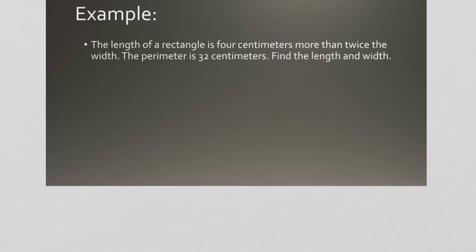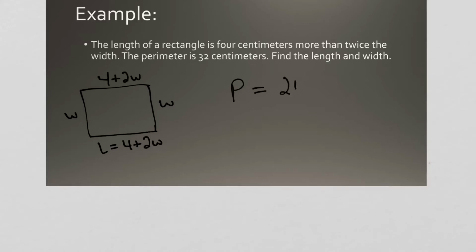Okay, for this problem, we have something that is very similar to the last problem, only this time it says that our length is 4 centimeters more. 4 more, that's 4 plus, twice the width, that's 2W. So this side is just W, this side is just W, and then the length on that top is also 4 plus 2W.